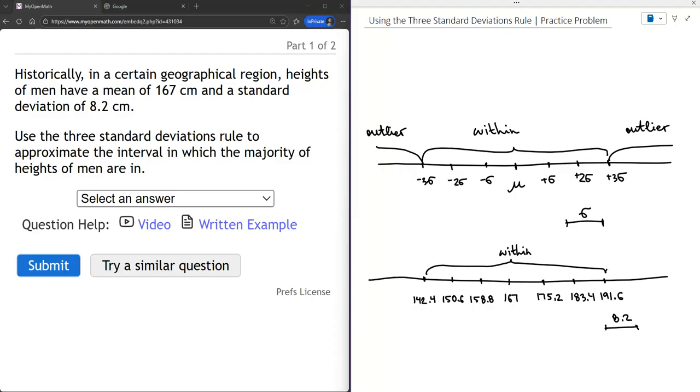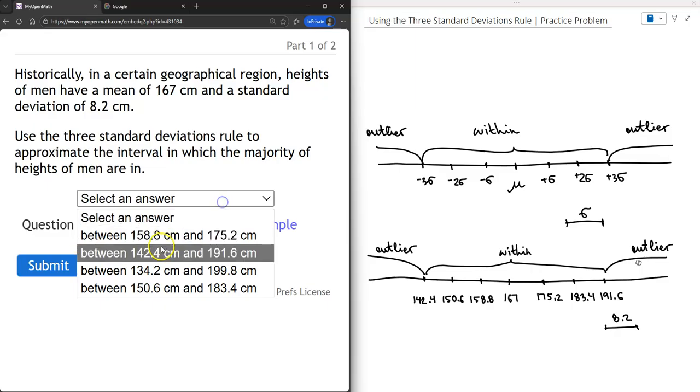And outliers are here. That's what that means. So to answer this question, use the 3 standard deviations rule to approximate the interval in which the majority of heights of men are in. According to our computations, the majority of heights are between 142 and 191, roughly, which is this.